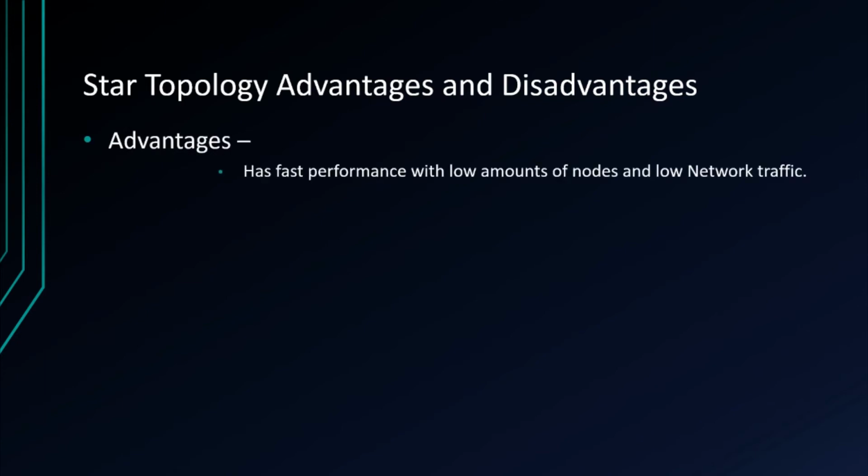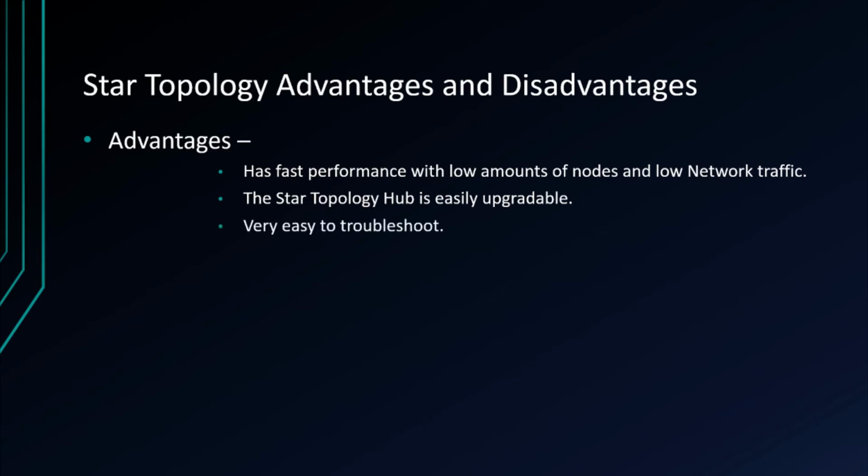So advantages is fast performance of low amounts of nodes and low network traffic, meaning the less computers are on it, so you're going to have a higher performance. It's easily upgradable, as you're simply connecting a device to the hub, not other computers. It's easy to troubleshoot, as one computer is easier to identify when it's connected to the hub. And if one computer fails, in this case node, then the others will still work.